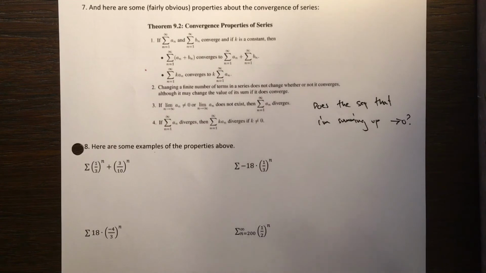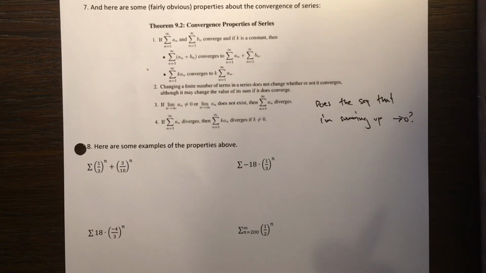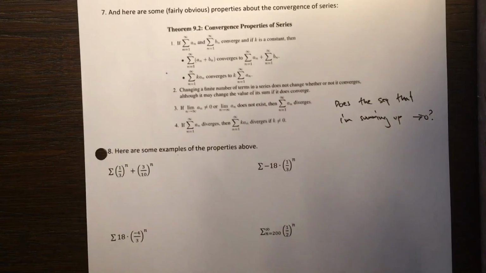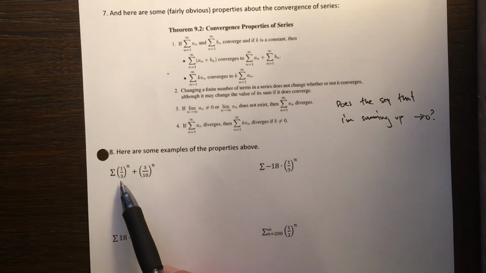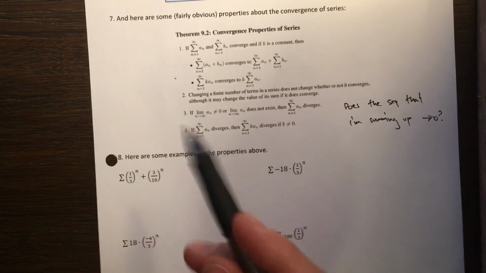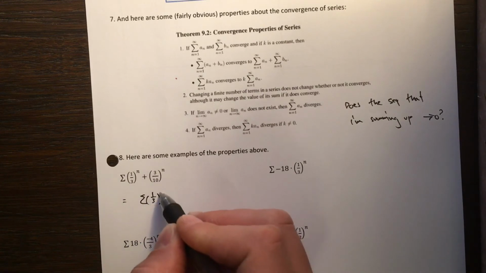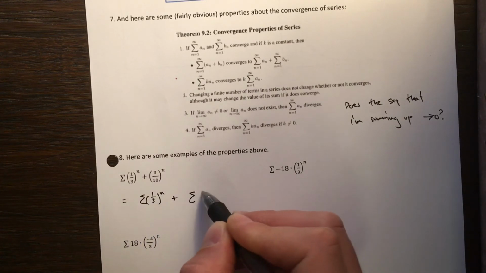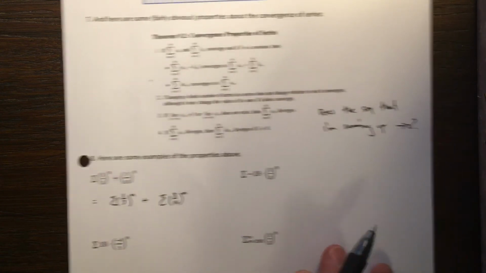The only way for you to add infinitely many things and have them approach a finite number is if those things are getting small, and getting small really, really quickly. Okay, so let's look at a few things here. This is a geometric series that converges. This is a geometric series that converges. So this is going to converge to whatever these two converge to, which we should be able to find.